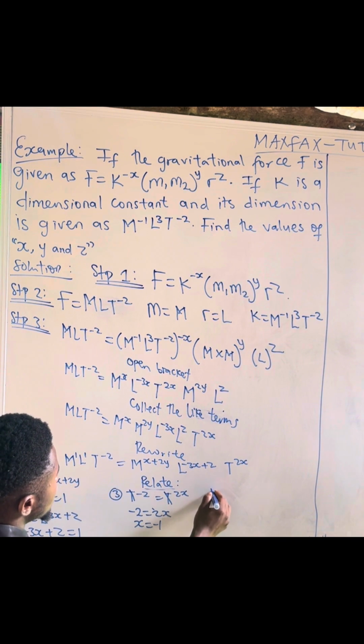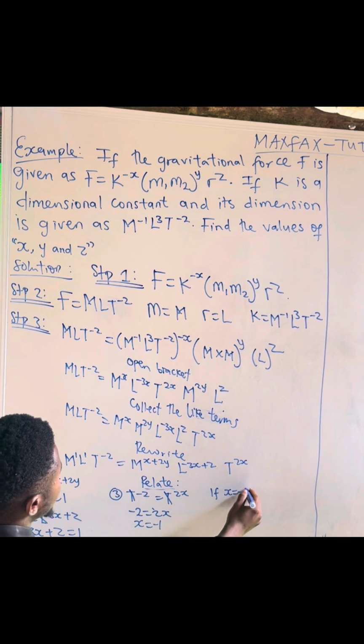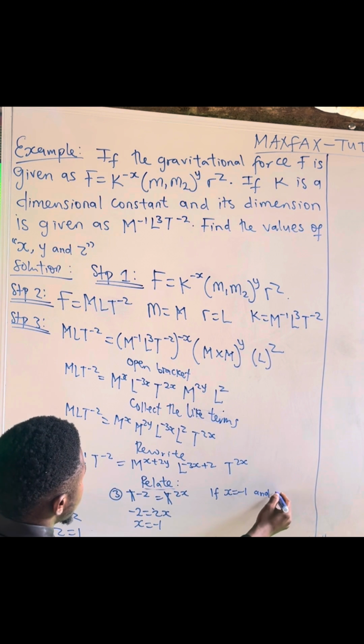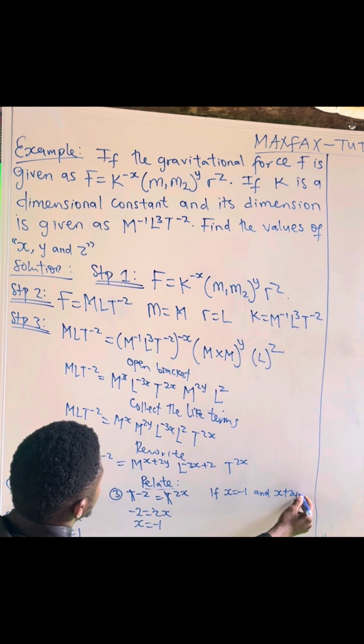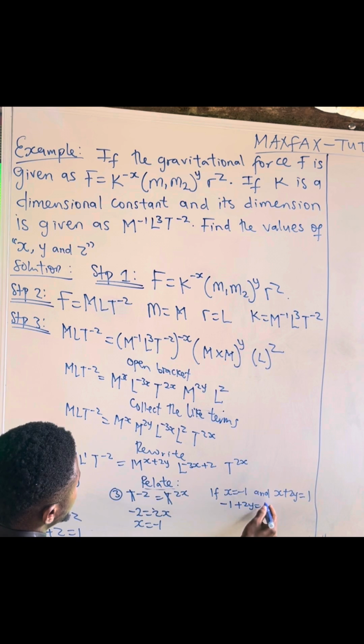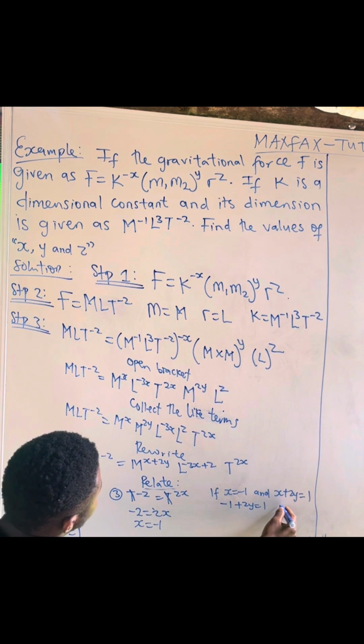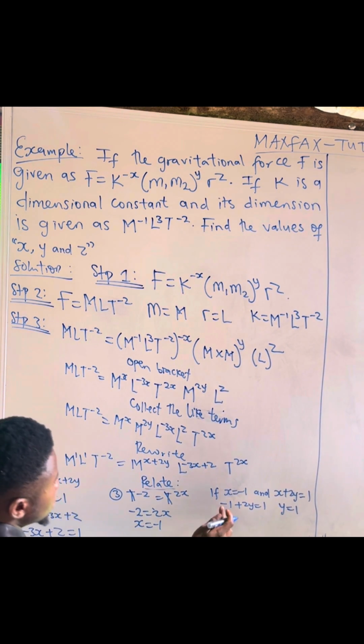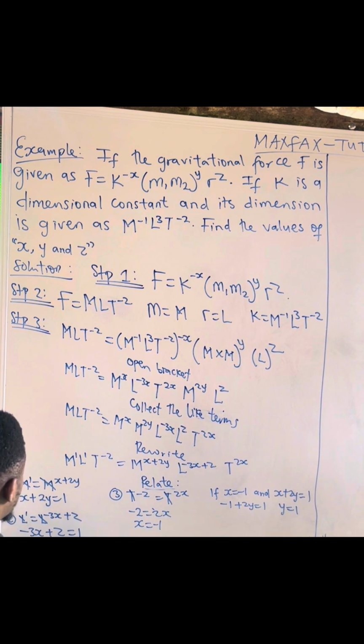Now, we will say that if X equals minus 1 and X plus 2Y equals 1, therefore minus 1 plus 2Y equals 1. So therefore, your Y will equal 1, because if this minus 1 goes to the other side, that will be 2. So Y is equal to 1.